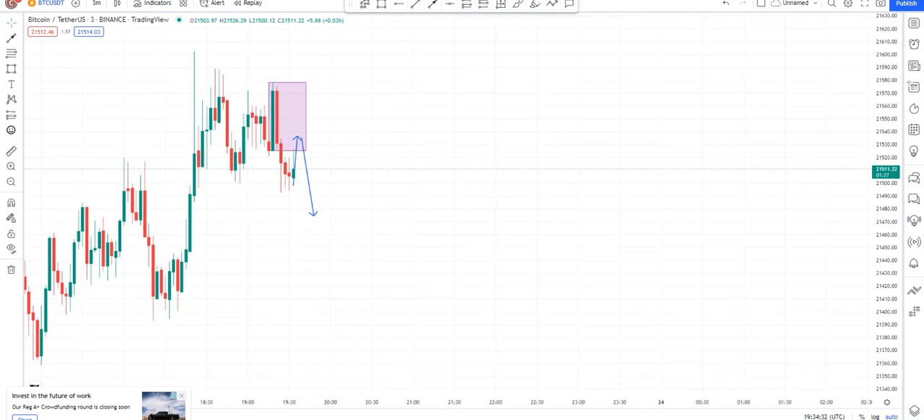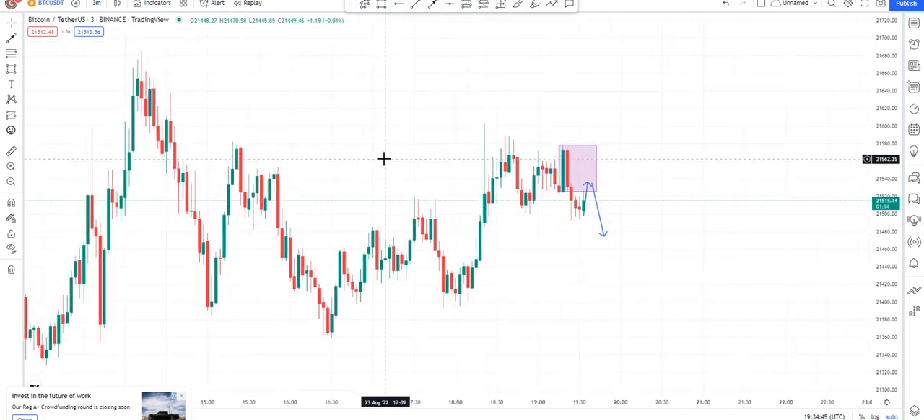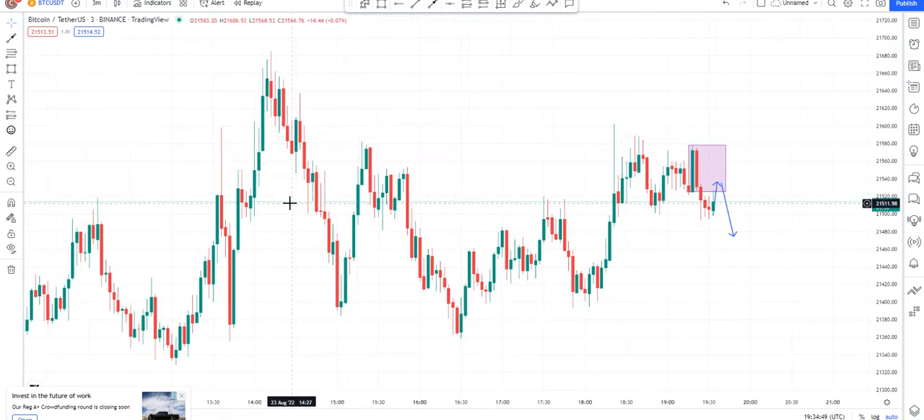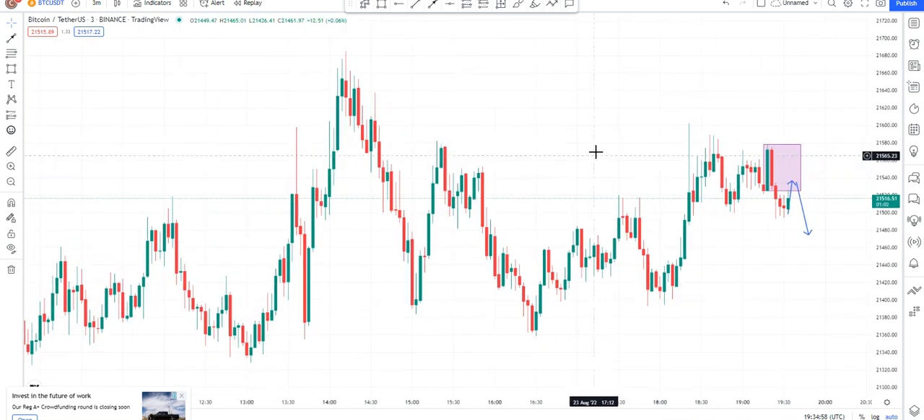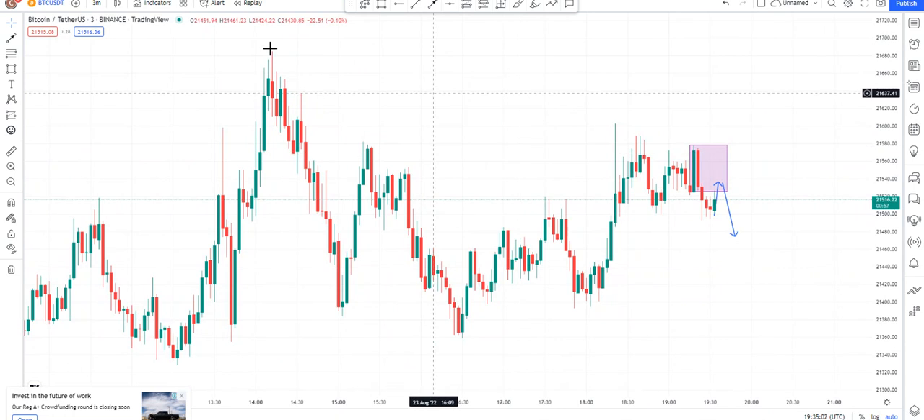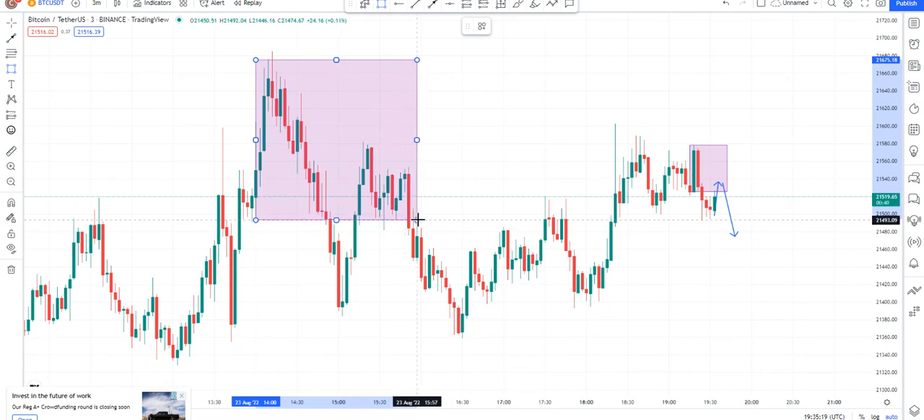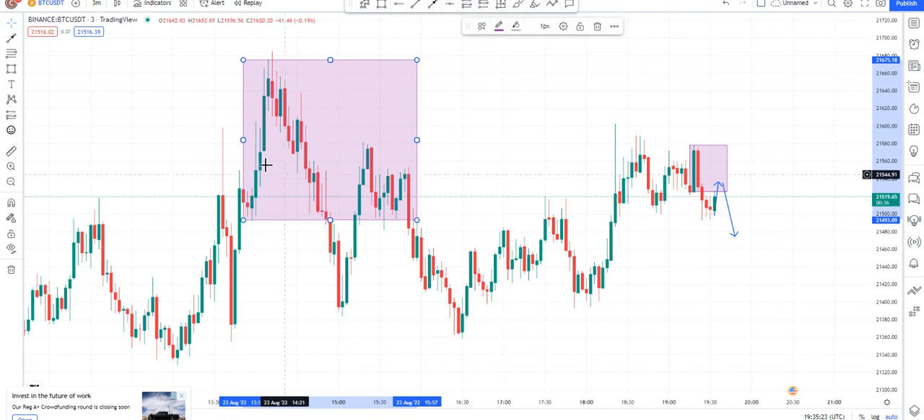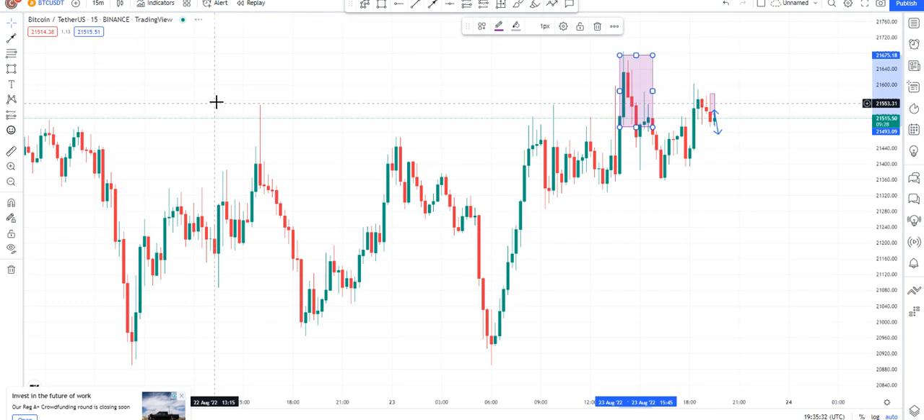So if you have two or more consecutive candles, they can be blended into one order block because they represent just one candle on a higher time frame. Let's try to find another example of this. We have this area here: one, two, three, four, five upward candles going together. You might discover that on the 15 minute time frame, all this is just one candle. Let me check if that's the case.